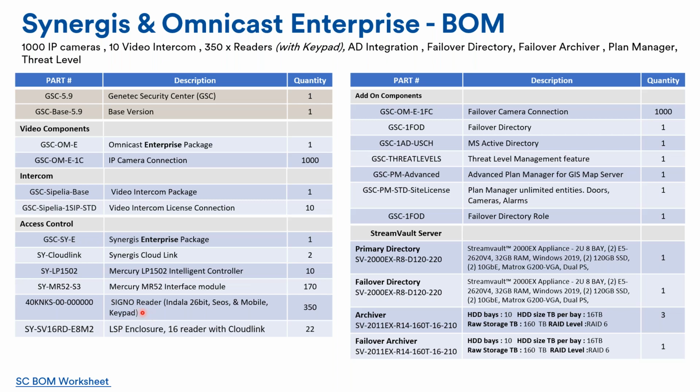And along with that, we would need to obviously quote our controllers, and we would also need to mention our CloudLink devices as well. Now, as we are mentioning 350 readers, we would need to quote 2 CloudLink devices, because a single CloudLink device can manage up to 250 readers.